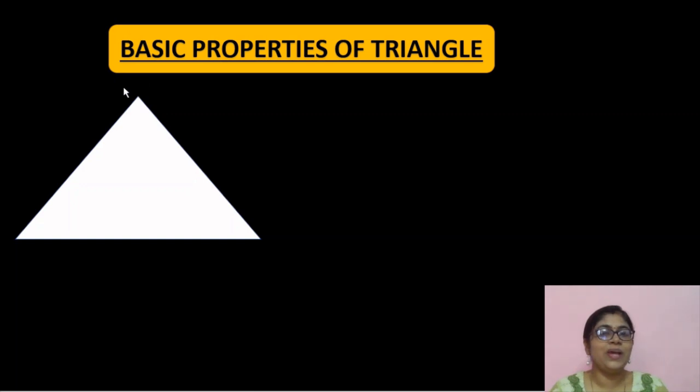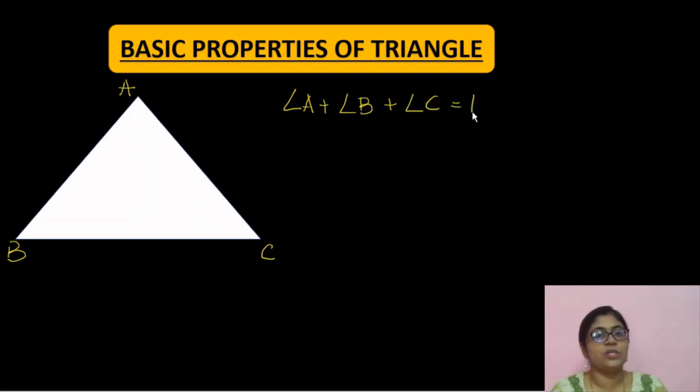As you know, a figure enclosed within three sides is known as a triangle. The 3 points A, B, C are known as the vertices of the triangle, and AB, BC and AC are the three sides within which the triangle is enclosed. So, the main property of the triangle is angle A plus angle B plus angle C equals 180 degrees.